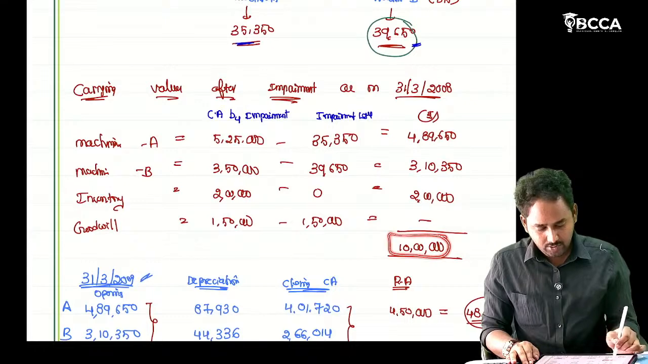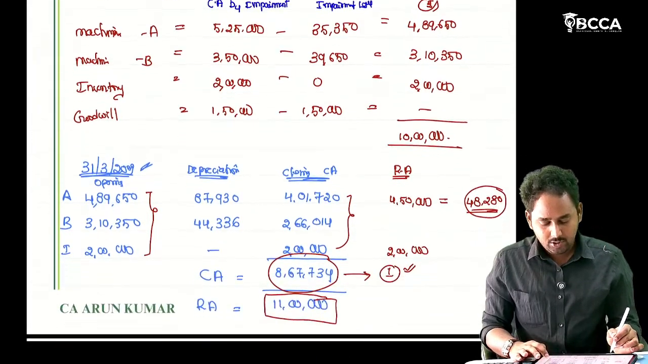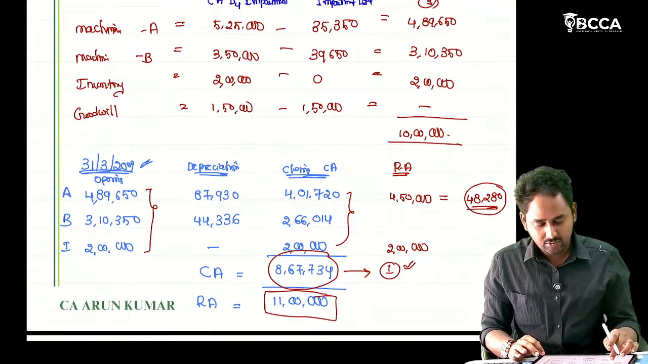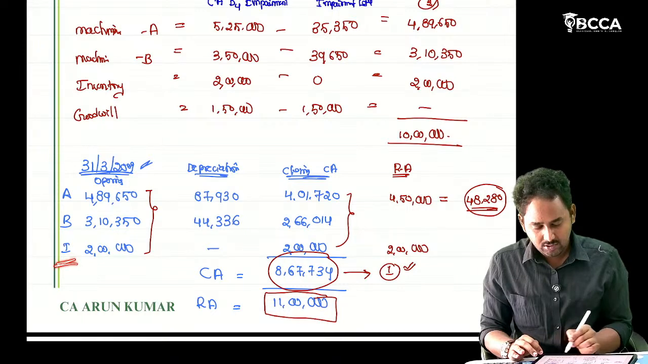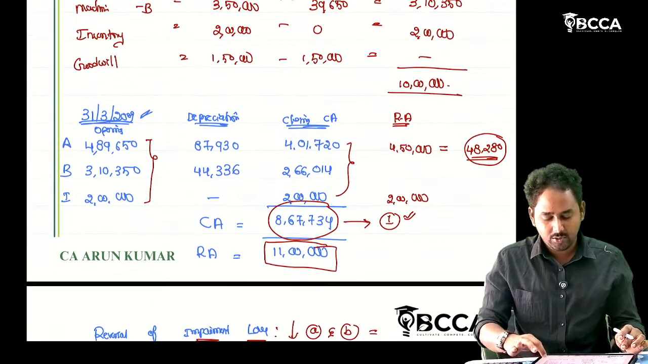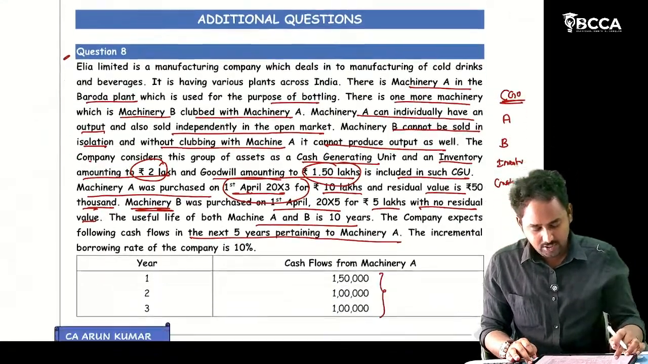Then we got the carrying amounts after the impairment. So then it becomes the opening values 489,650, 3,10,350, and as well as inventory 2 lakh rupees. Goodwill is completely written off. So I need to provide the depreciation. So let's see what is the next element.